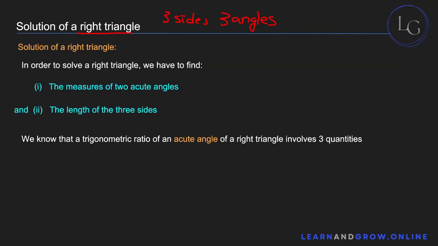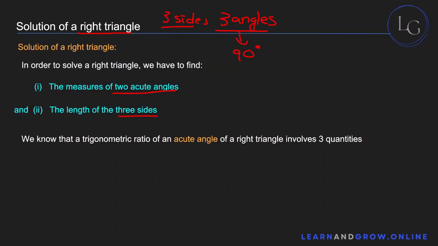So basically, in order to solve a right angle triangle, you have to find two things: the two acute angles and the length of the three sides, right? As I said, the three sides and the three angles. But one of these angles is 90 degrees in a right angle triangle. That's why it's called a right angle triangle. So technically speaking, you already have one angle given to you, the 90 degrees, and you need to find the two other acute angles and the three sides.